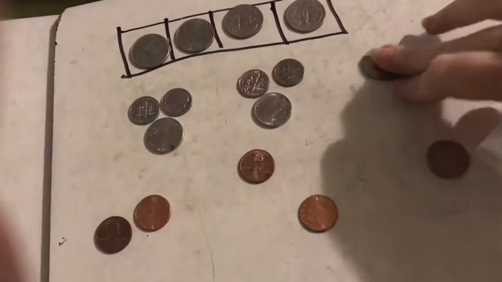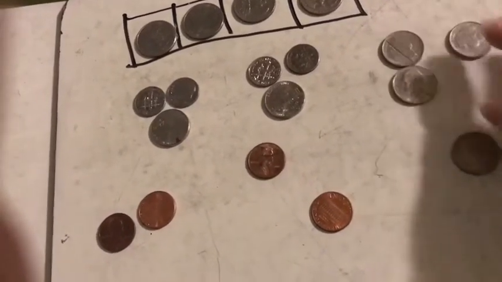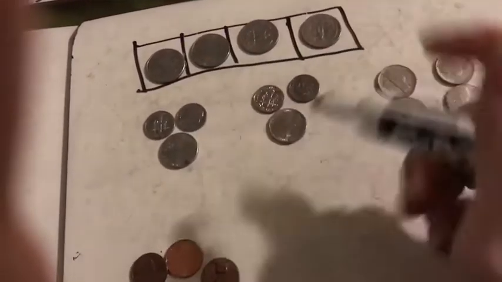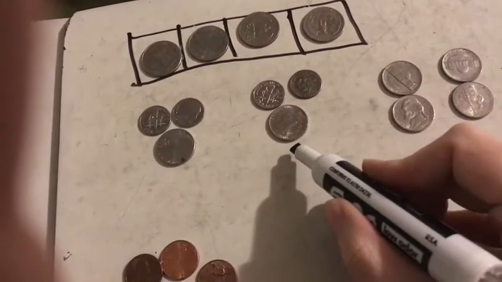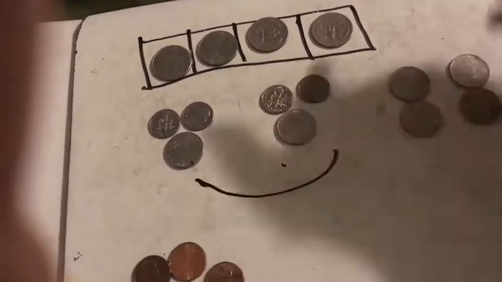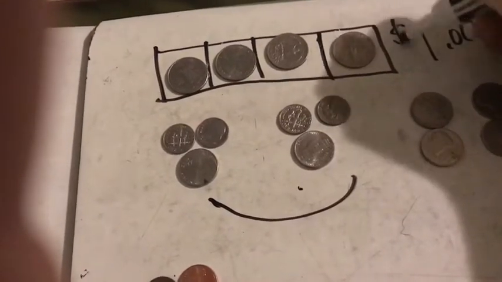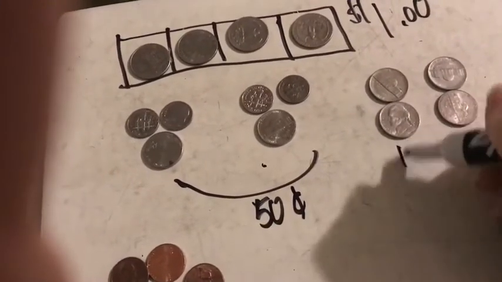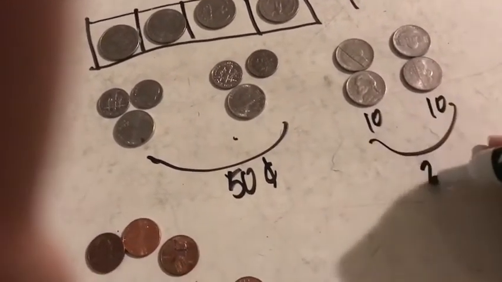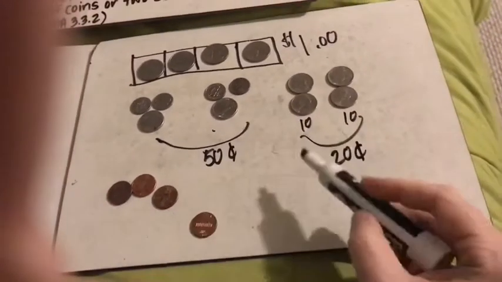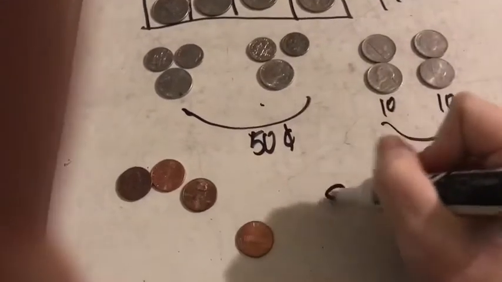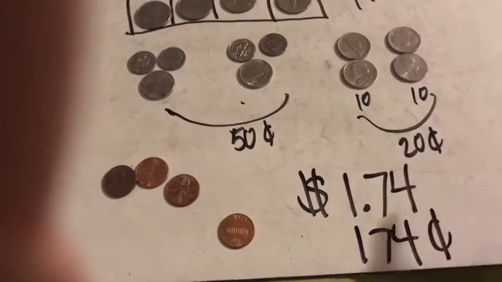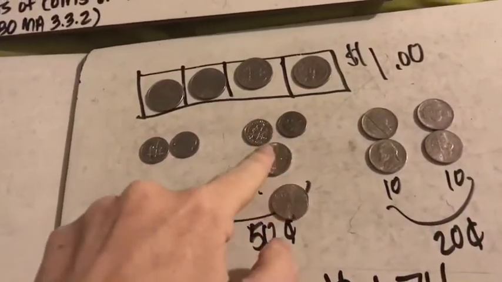So you could have students think of these 2 nickels as a 10 and these as a 10. Because I can go $1, 25, 50, so that's $1.50. I'll say this is $1. This is 50 cents. So that's $1.50. This is 10 plus 10. That's 20 cents. So I'm up to $1.50, 60, 70, and 4 more would be $1.74 or 174 cents.